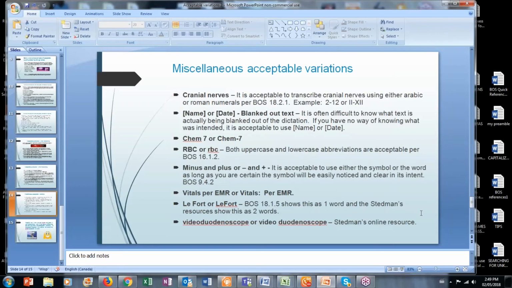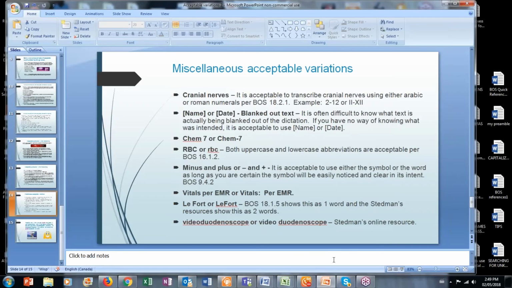Okay. So, name or date blanked out text. It is often difficult to know what text is actually being blanked out of the dictation. So if you have no way of knowing what was intended, it is acceptable to use name or date. If either one can fit in the context of that sentence, then we accept either way. Place is the same thing. Name or place would be acceptable too if you weren't sure, Angela. Yeah, exactly.